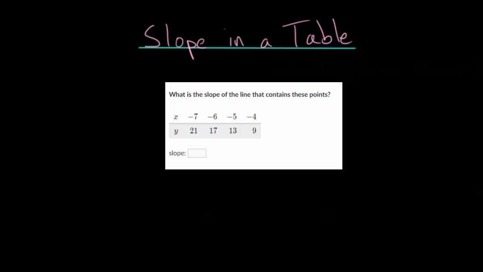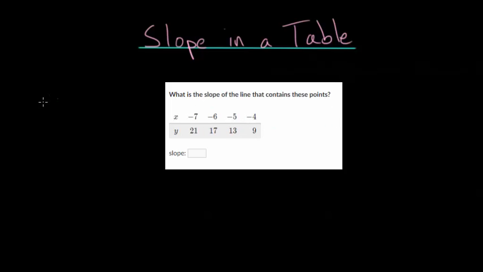In this video, I'd like to talk about the idea of finding the slope of a line when you're given a table. So this table represents the coordinates of a line. We have different x values and their different y values. But if you were to plot these, they would all line up with each other. This would be a straight line. And so we need to figure out the slope of this line.